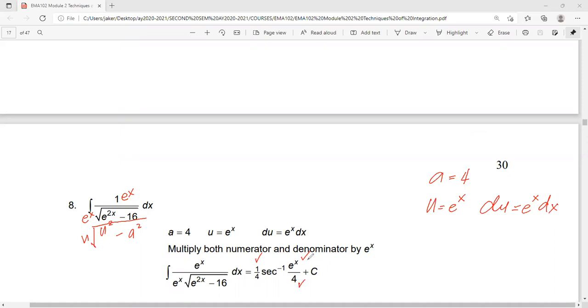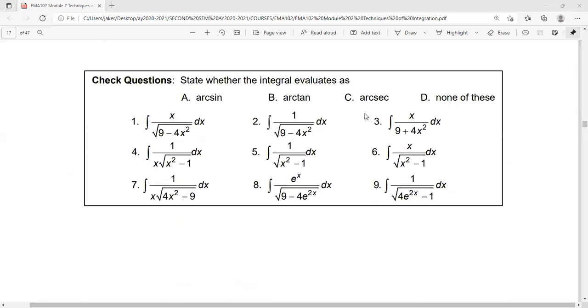Do you get it? Do you have any question? No question? Okay. If there are no more questions, we'll proceed, class, with integration by parts.